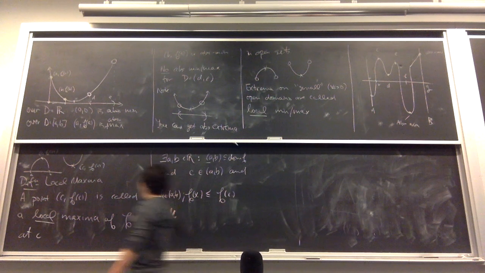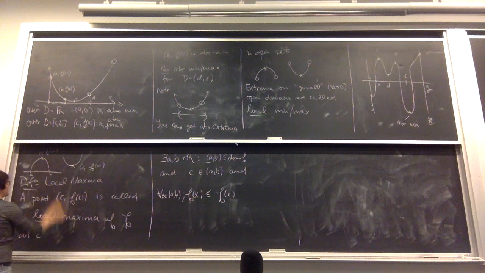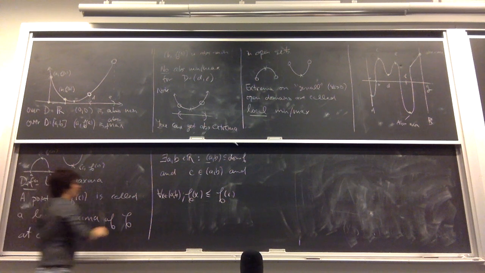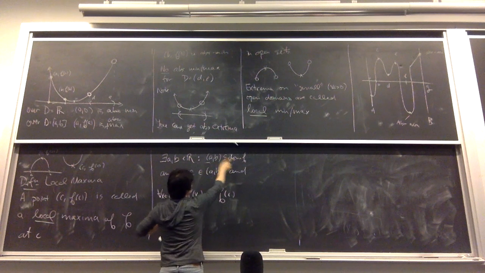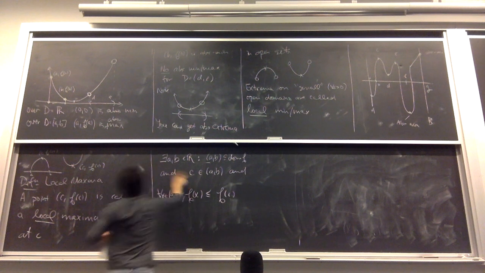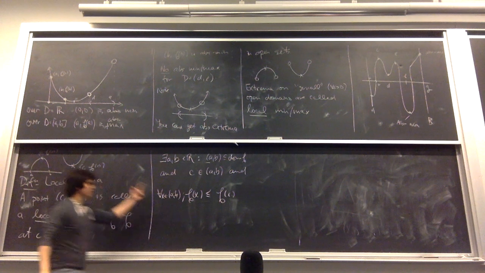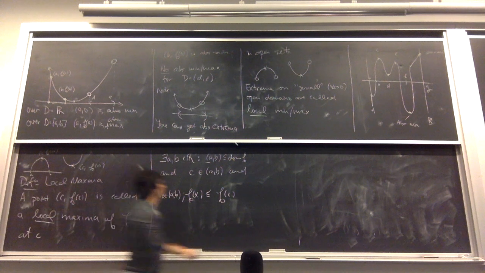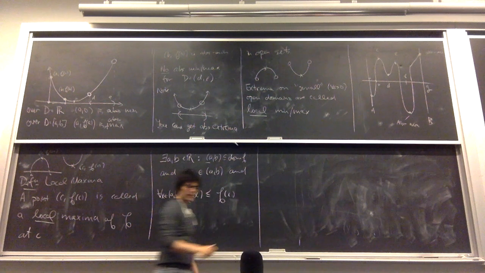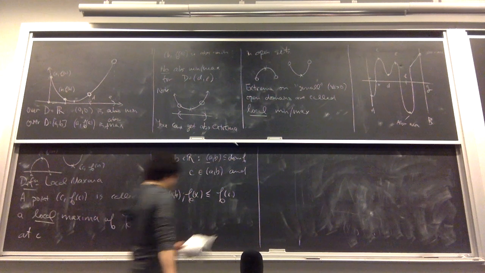So that's all that this says. A point c, f of c, is called a local maximum if there are a and b such that this interval is in the domain of f, the point we're looking at is in between a and b, and it satisfies this condition. No matter where you pick here, this point is going to be the largest. So the endpoints can never be local max or min, because you need an open interval around it, and at an endpoint you won't be able to get that.